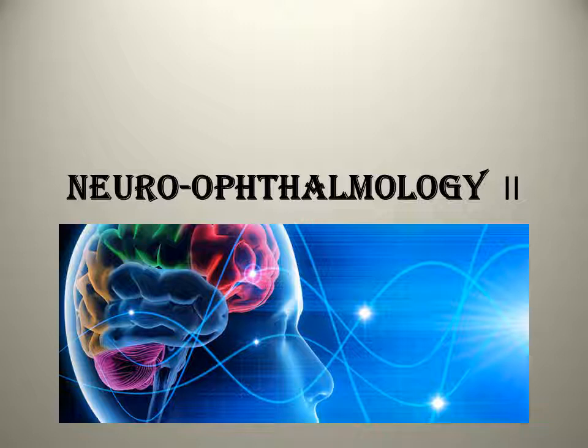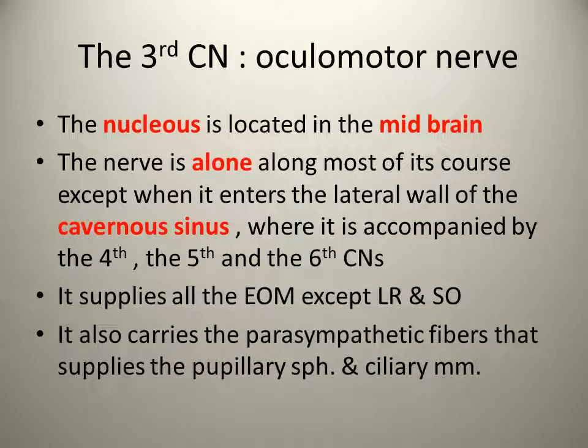محاضرتنا اليوم neuro-ophthalmology part 2 will be about the three cranial nerves that supply the extraocular muscles: the third, the oculomotor nerve, the fourth, trochlear nerve, and the sixth, abducent nerve. Starting with the third cranial nerve, the oculomotor nerve.